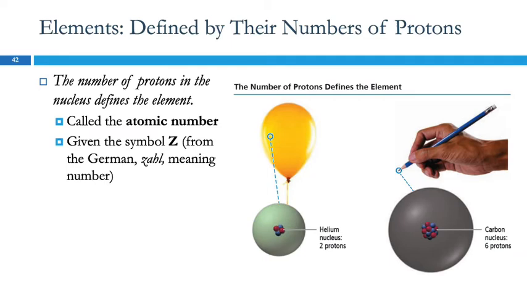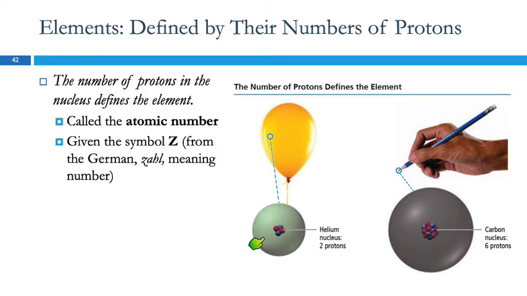So we use the number of protons in the nucleus to define which element that is. And this is called the atomic number. It's given the symbol Z. I think it should be A, but it's not. It's Z, from the German word Zahl, meaning number. So the atomic number is symbolized with a Z. It's the number of protons in the nucleus.